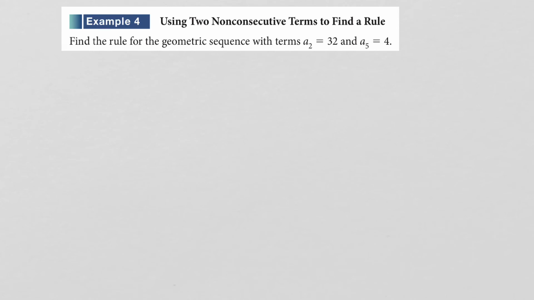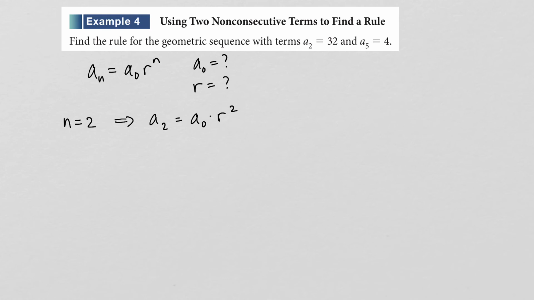In our next example, it says find the rule for the geometric sequence with terms A2 equals 32 and A5 equals 4. All right, so once again, we know that A_n is equal to A naught times R to the n. So we need to know what A naught is and what R is. Well, if n equals 2, I plug 2 into this formula and get A2 equals A naught times R squared.